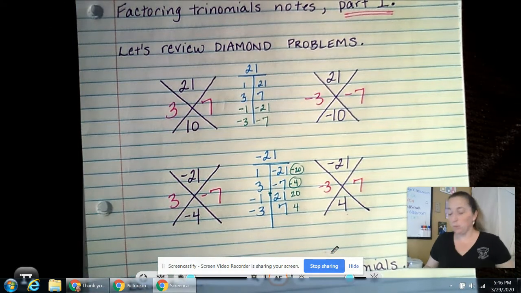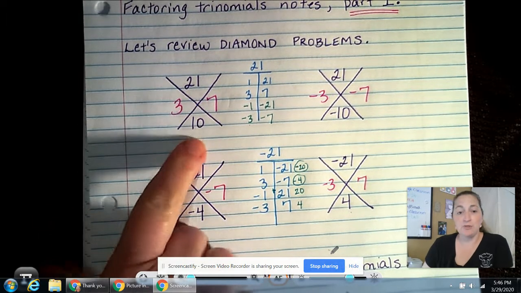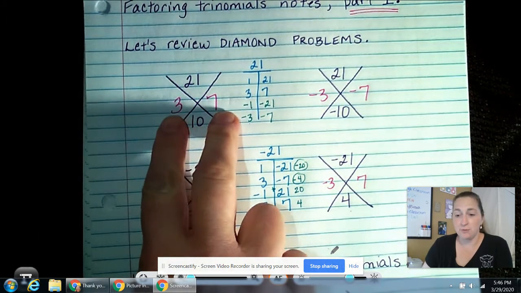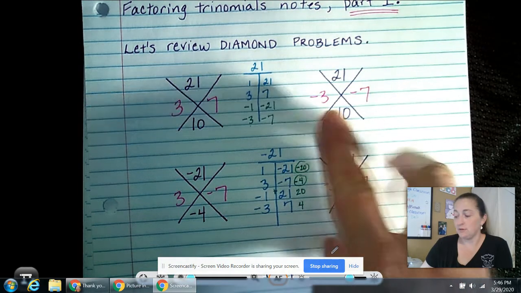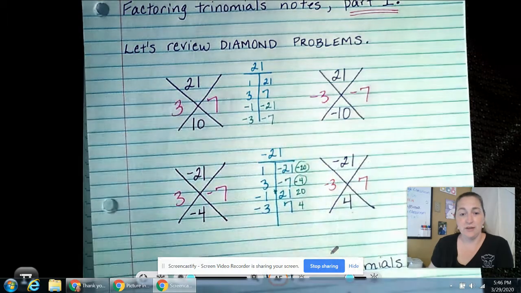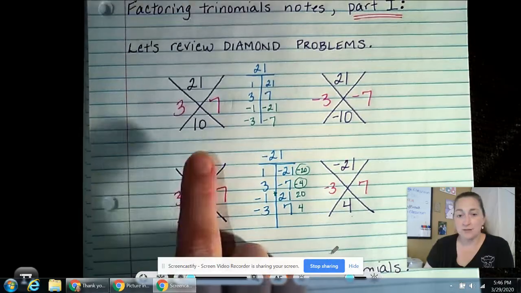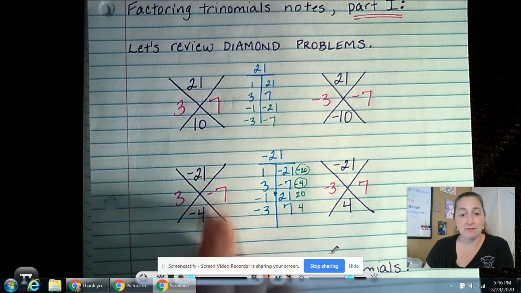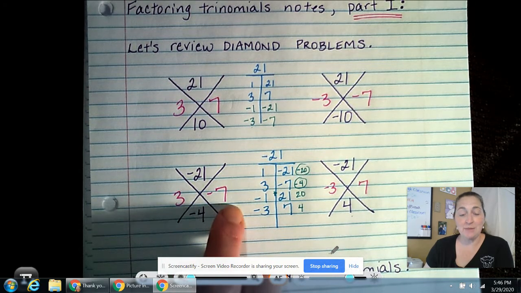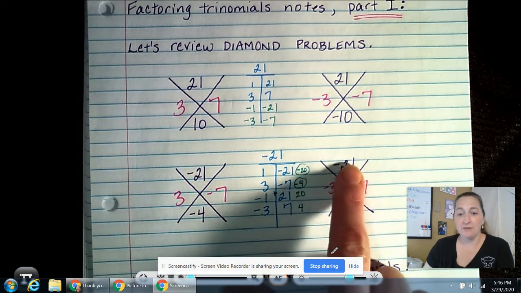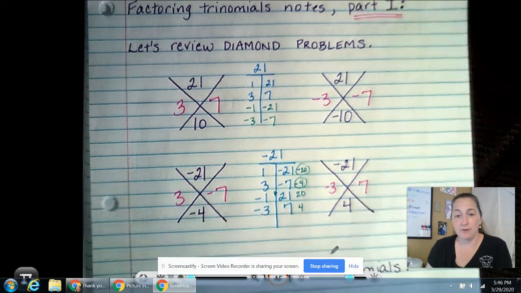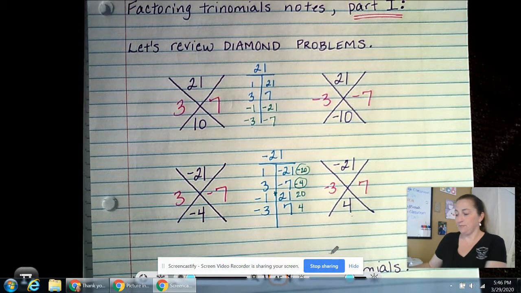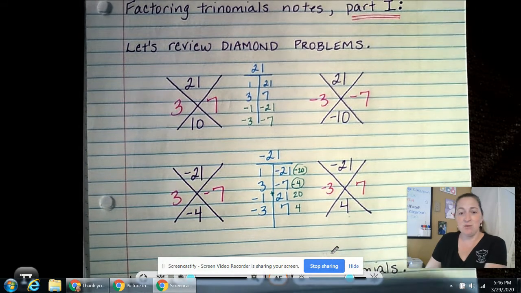Okay, so what you're going to notice is if your top and bottom numbers are both positive, both of your factors are positive. If your top is positive but your bottom is negative, both of your factors are going to be negative. If your top number, your product, is negative, and your sum is negative, then that means the signs are different, but the bigger one is negative. And over here, if it's a negative with a positive sum, then your bigger number is going to have to be positive. Okay. So like I said, I know that's kind of a lot at one time.